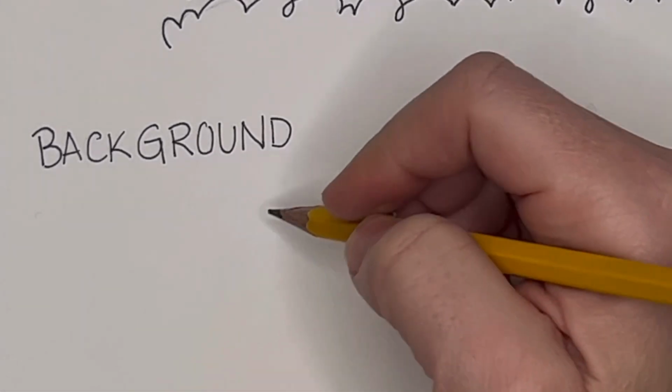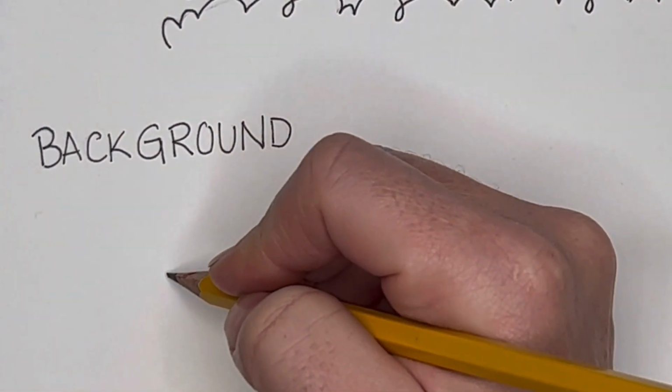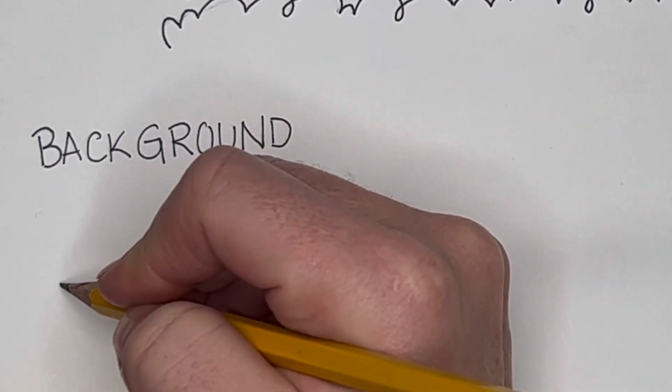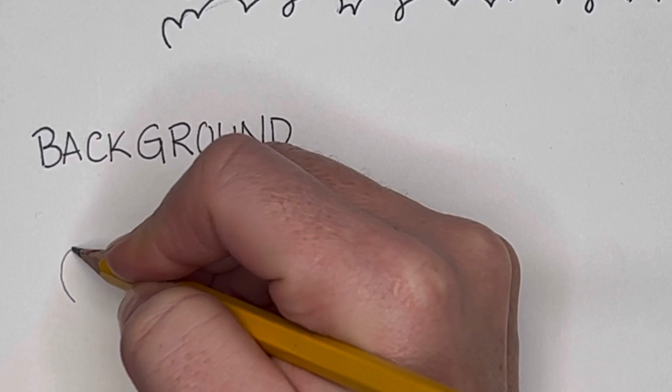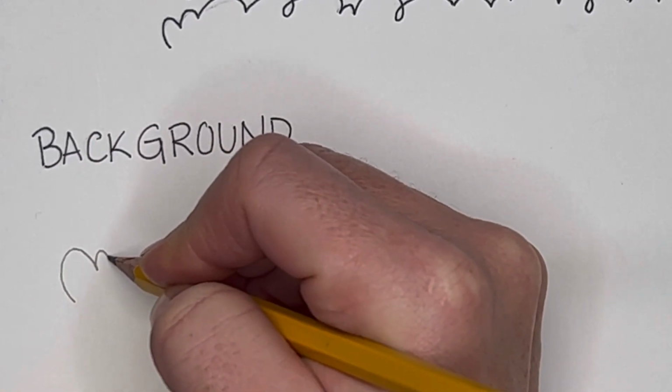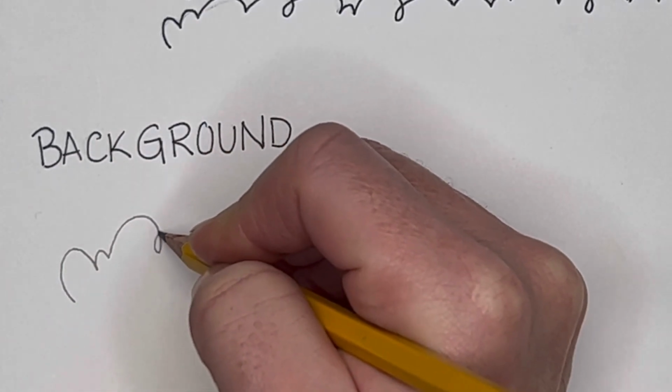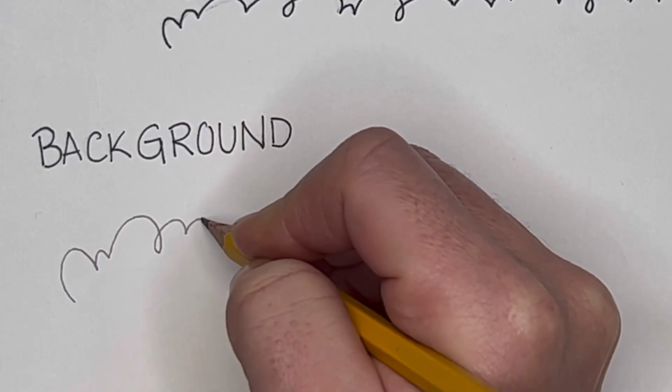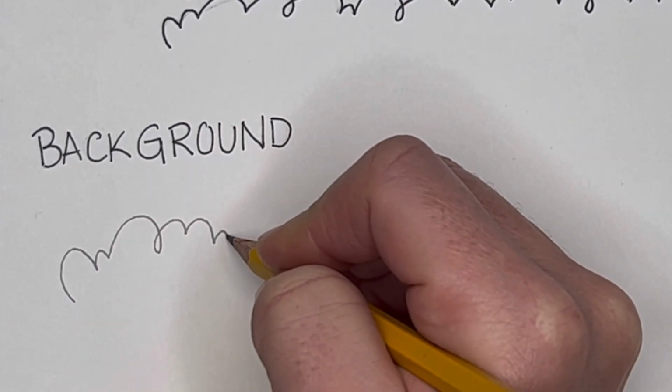For background plants, I want you to start with drawing some cloud shapes. As you draw these background shapes, change the size and shape and add a curly cue every so often.